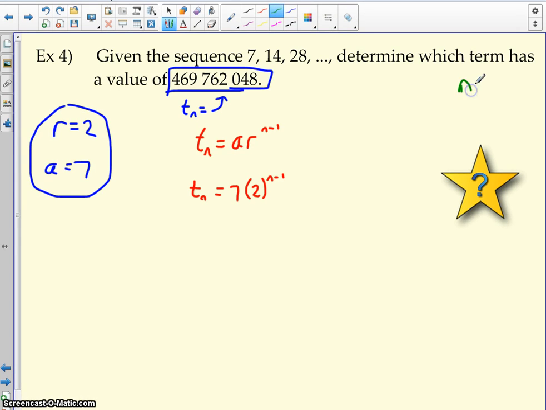So there's going to be some n value, some term number that's going to make the term equal to that. So I'm going to set Tn equals that 469 million, and I've got to figure out what value of n makes this equation actually work. So see that with this geometric general term here, my unknown is in the exponent. I have to solve an exponential equation to make this happen.